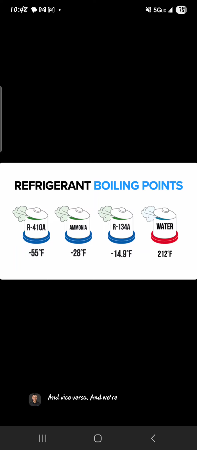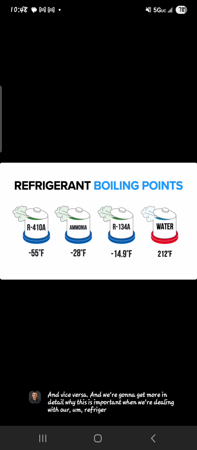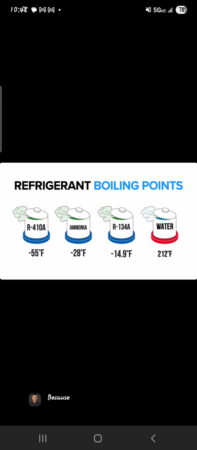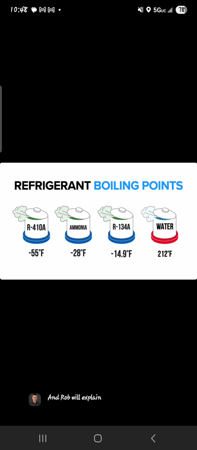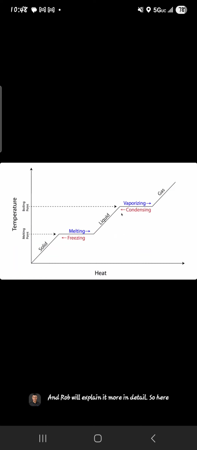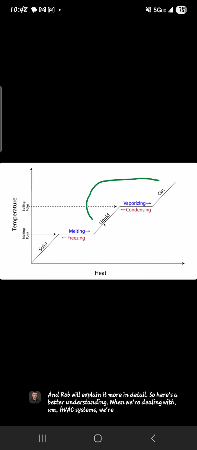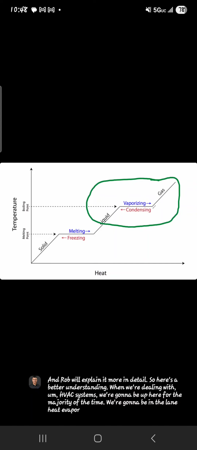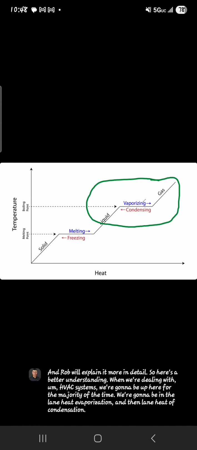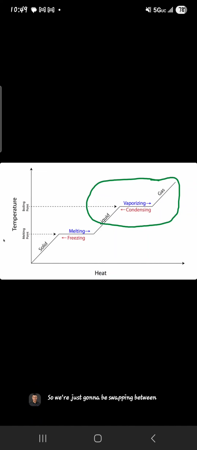We're going to get into more detail on why this is important when we deal with the refrigeration cycle, because it's all about pressure, and that's where your compressor and your expansion valve come in. It has to do with pressure, and Rob will explain it in more detail. So here's a better understanding: when we're dealing with HVAC systems, we're going to be up here the majority of the time, in the latent heat of vaporization and the latent heat of condensation. So we're just going to be swapping between the two.